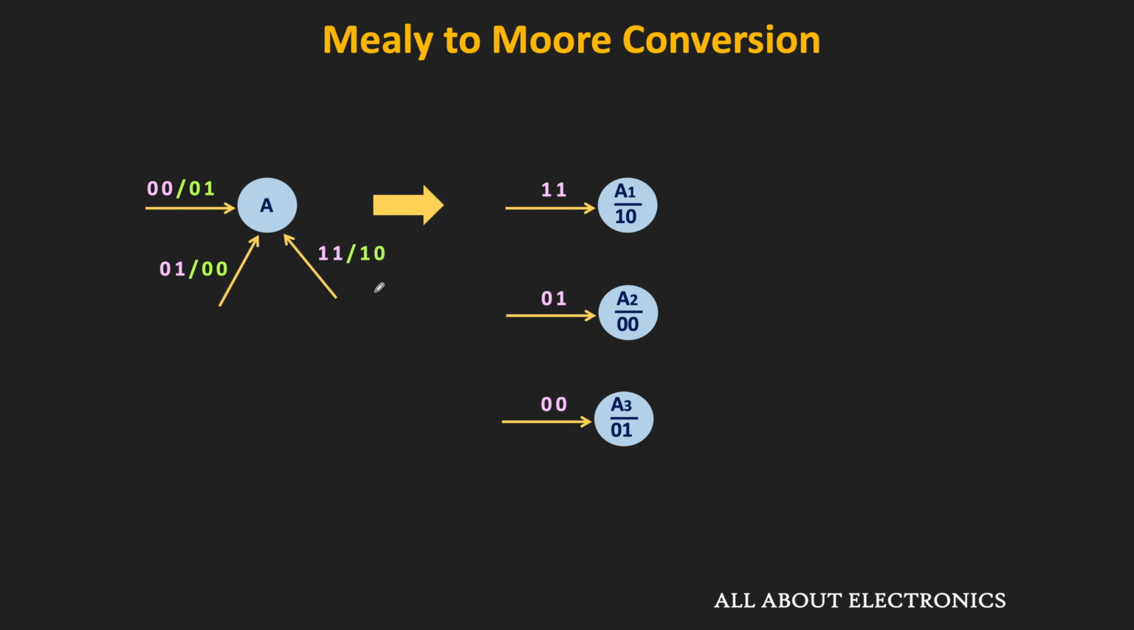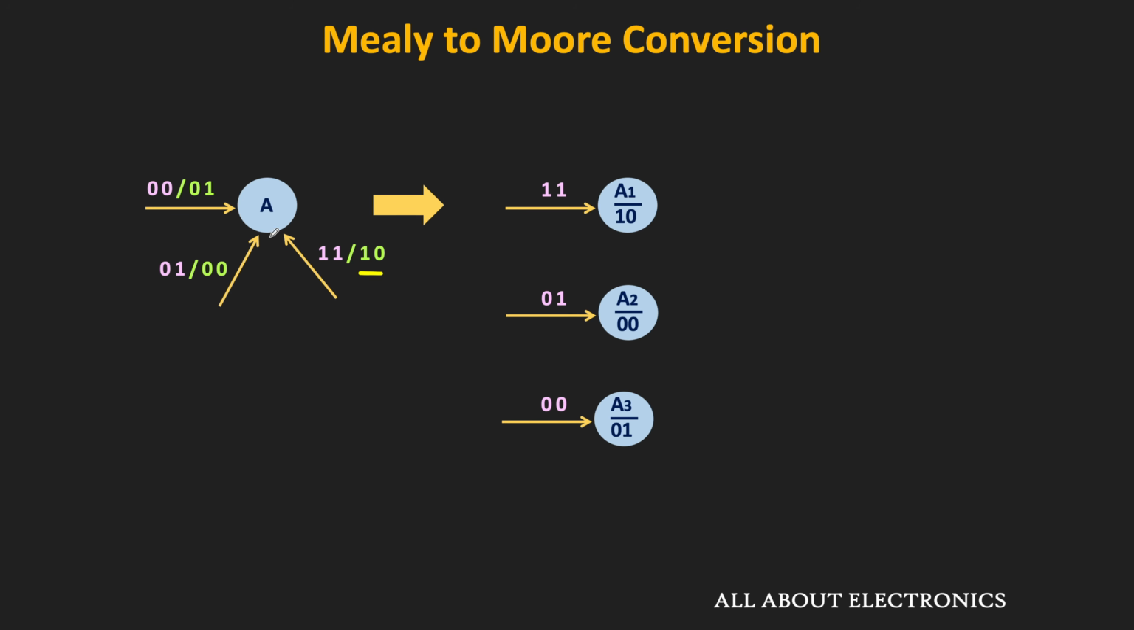So let's say they are A1, A2 and A3. As you can see, in the A1 state, the output of the machine is equal to 1 0. Similarly, in the A2 and A3 states, the outputs are 0 0 and 0 1. Now the transition for which the output is equal to 1 0 will go to the A1 state, because in this A1 state, the output of the machine is equal to 1 0.